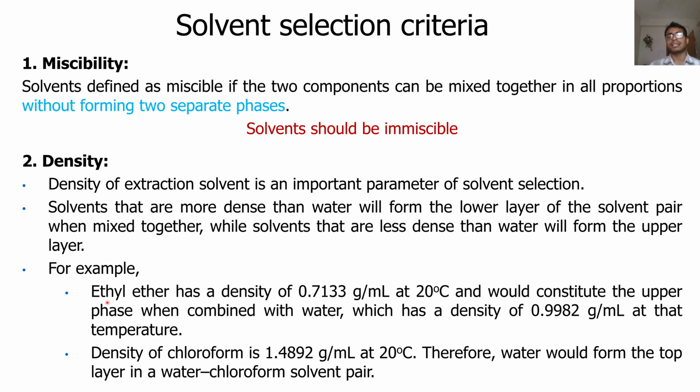For example, ethyl ether has a density of 0.7133 gram per ml at 20 degrees Celsius and would constitute the upper phase when combined with water, which has a density of 0.9982. The density of chloroform is 1.48 at 20 degrees Celsius. Therefore, water would form the top layer in the water-chloroform solvent pair.